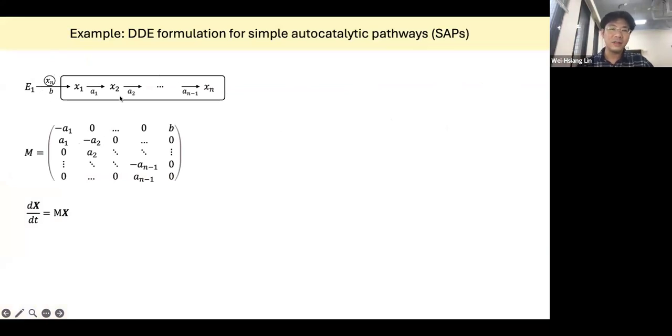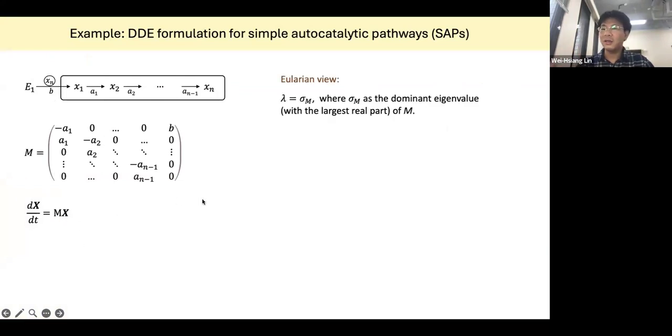This is a system with n nodes, x1 to xn. And the xn will promote more biomass entering this system with rate b. So this entire system is a linear system. We can write it as a matrix equation. And with the Eulerian view, we can solve the long-term growth rate by an eigenvalue problem. So this is very straightforward.